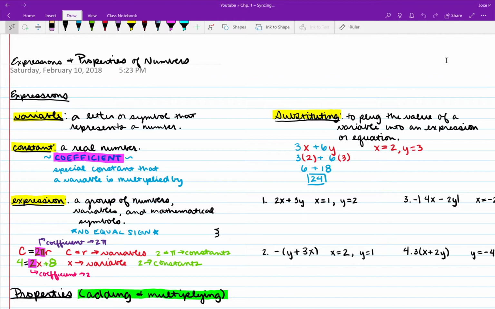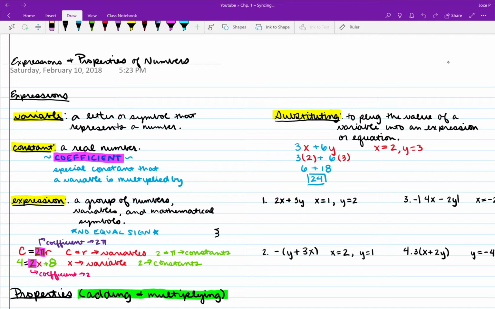The first part of an expression is the variable. A variable is a letter or symbol that represents a number. This is commonly known as whatever x or y is in an expression or equation. Then the next thing we need to know is a constant. A constant is a real number, which we discussed earlier. It's basically just a number. There's no letter, it's just a number.